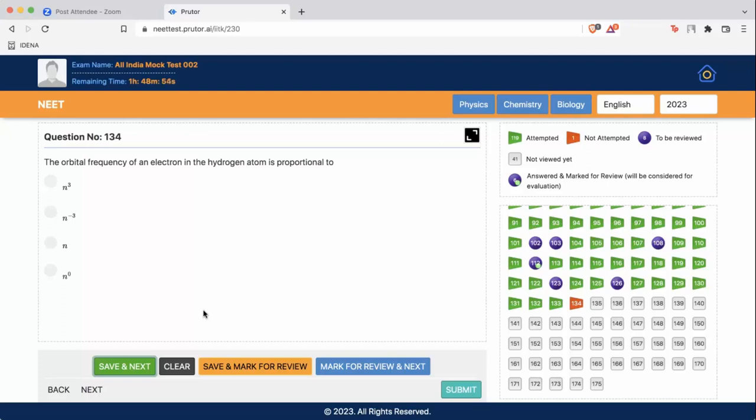Velocity v is equal to 2 pi r by t, so T is equal to 2 pi r by v. Frequency is nothing but 1 by t, so v by r. And for v, it's inversely proportional, z by n, inversely proportional to n. R is proportional to n cubed by z squared. So what will happen to z? Z will go up, and the other goes down.